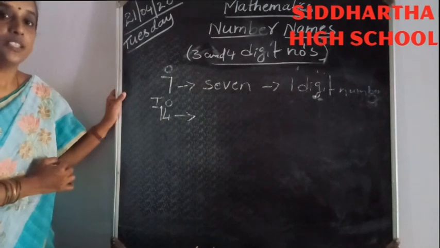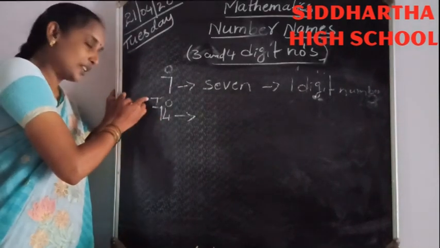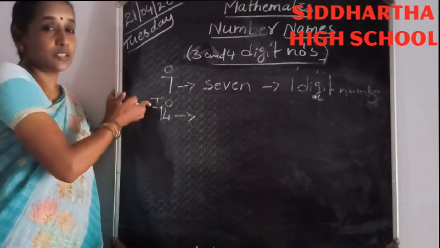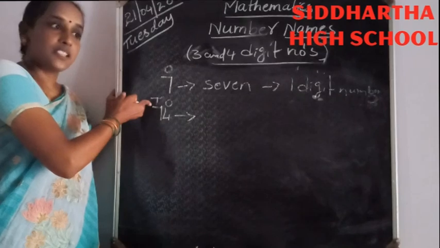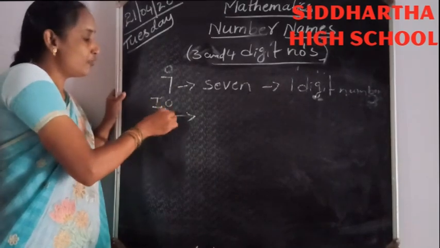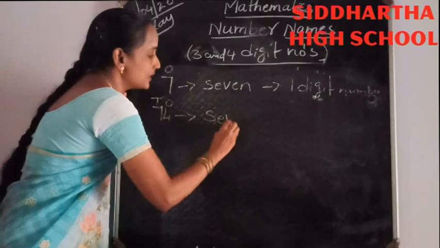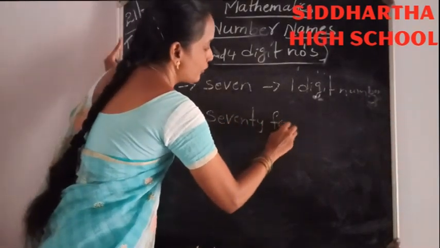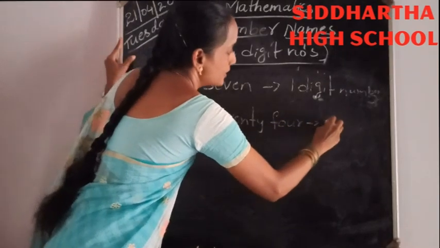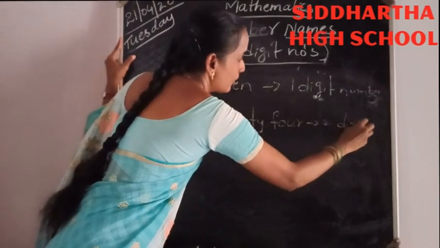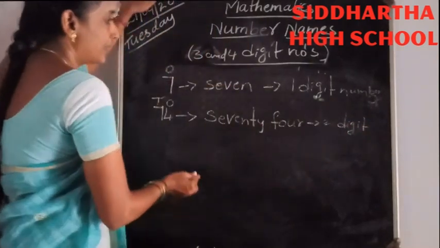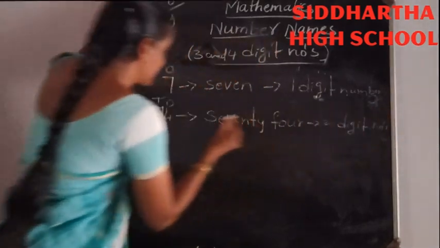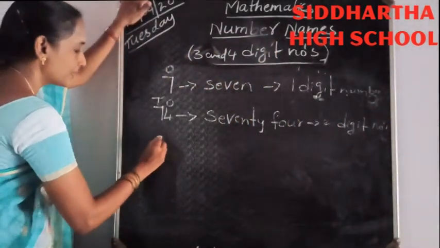Now how to read this number? 7 in the tens place, 4 in ones place. 7 tens are what is the value of 7 tens, children? 7 tens are 70. This is 70 and 4. That's why this is written as 74. This is a 2 digit number.